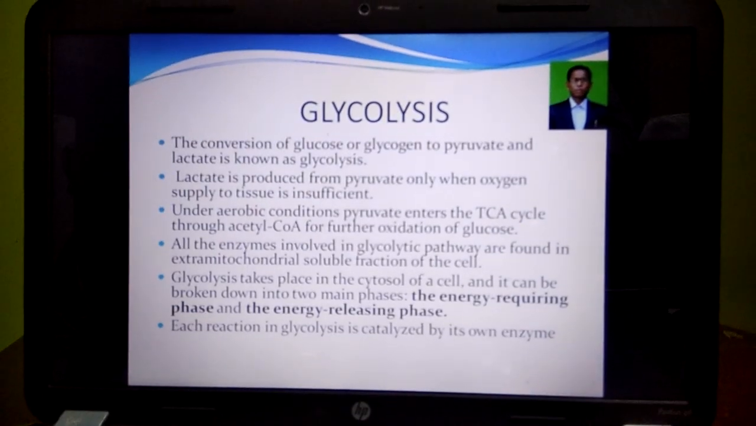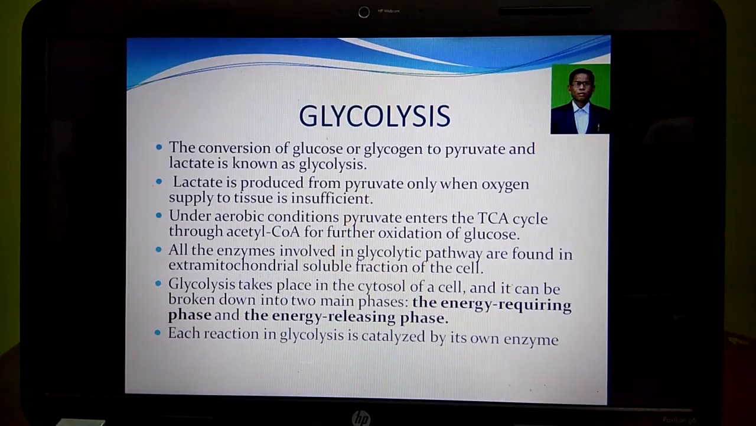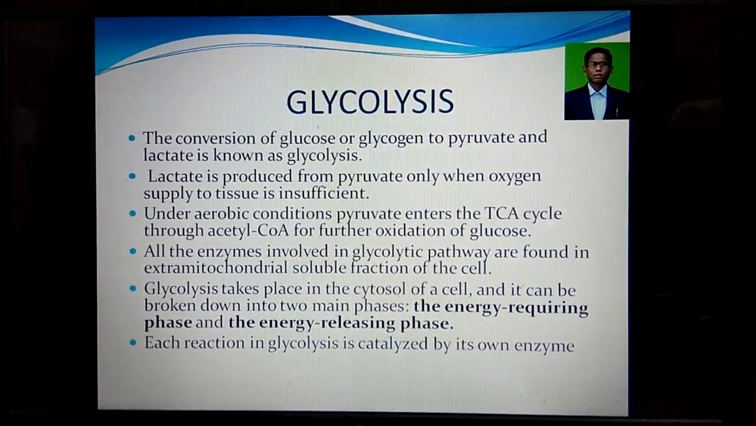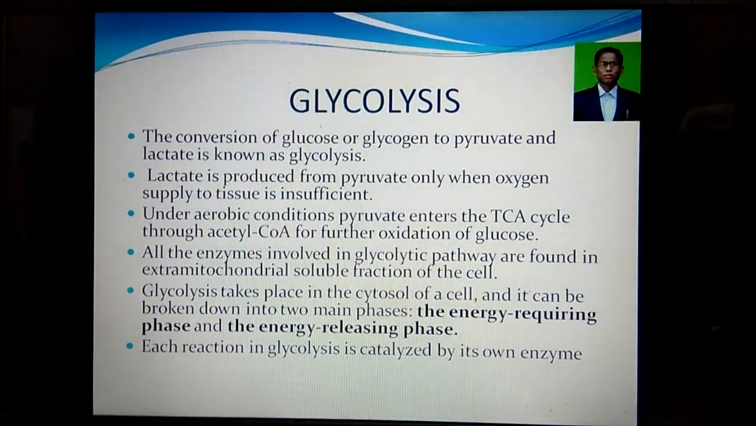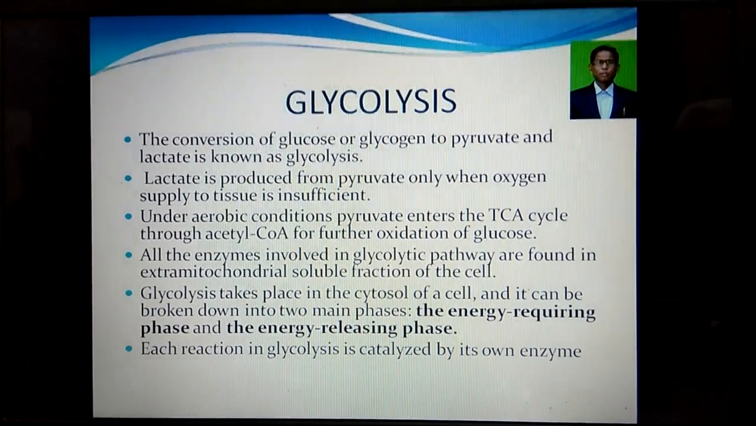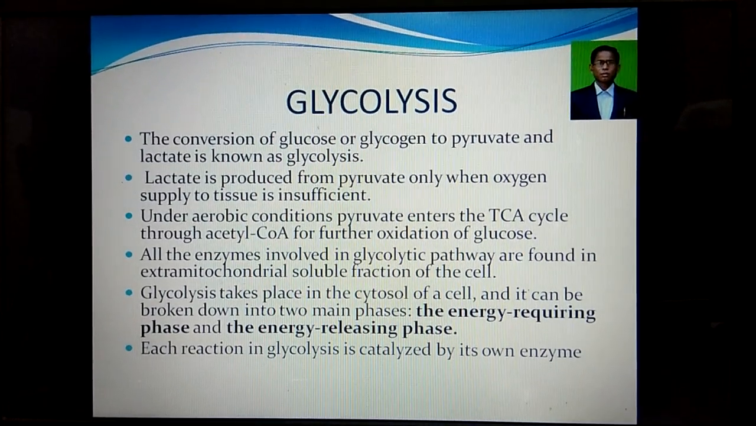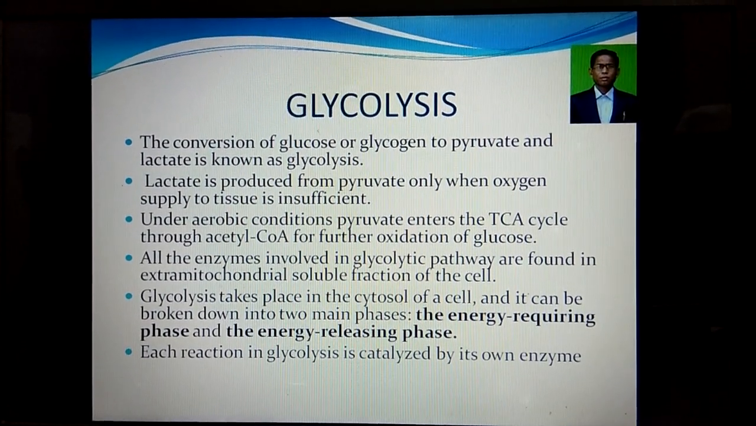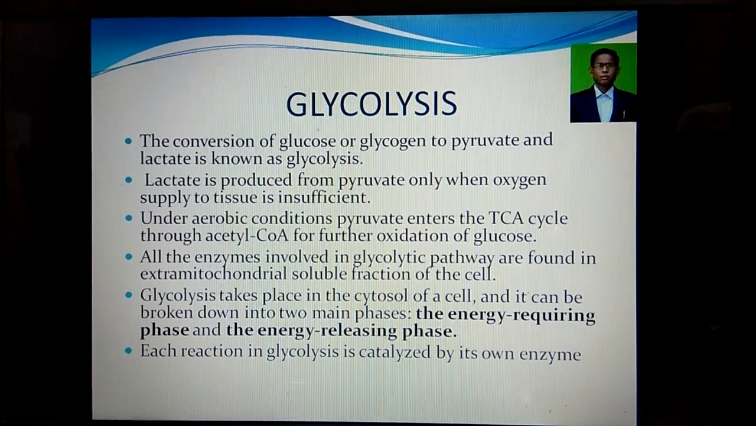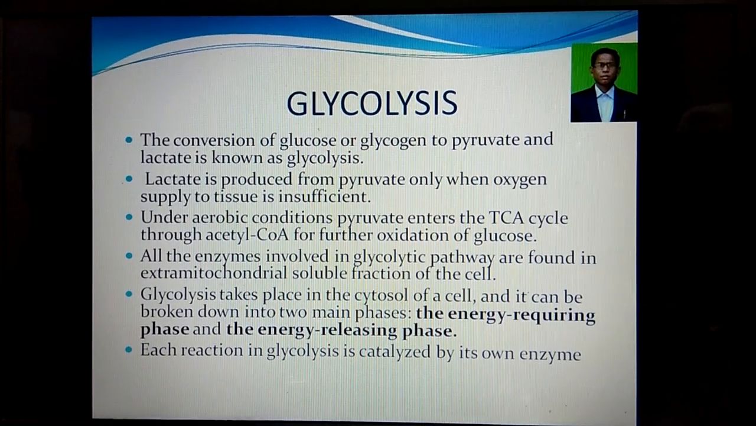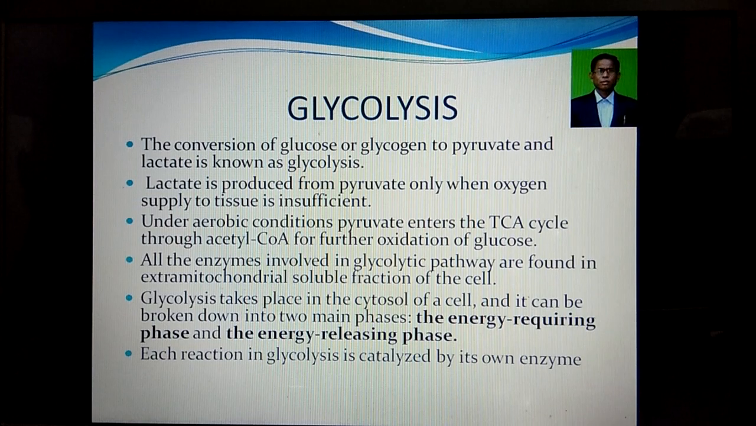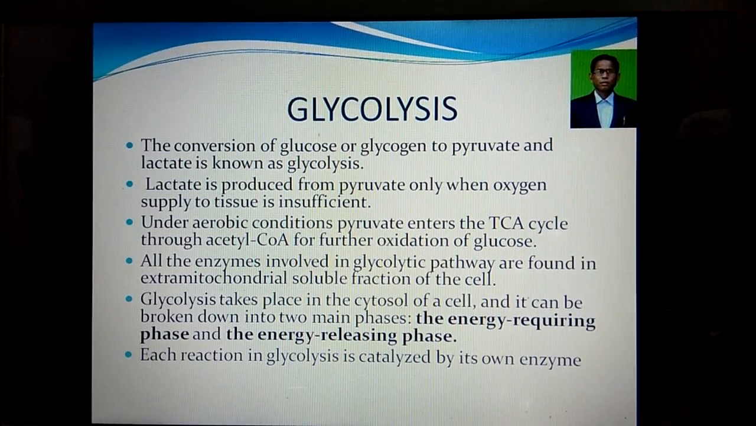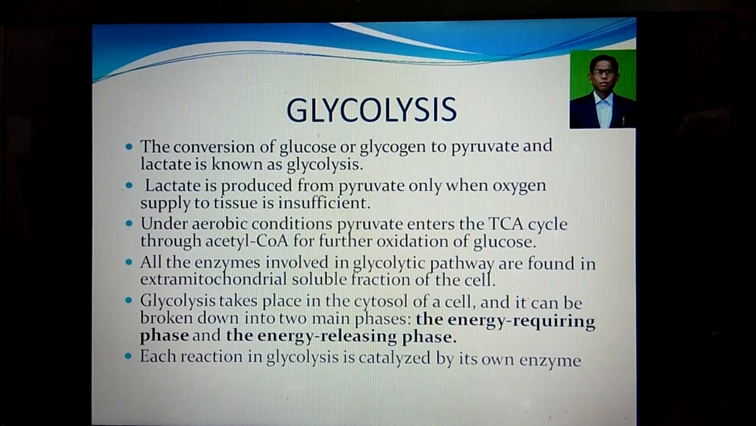Glycolysis is the conversion of glucose or glycogen into pyruvate and lactate. Lactate is produced from pyruvate only when oxygen supply to the tissue is insufficient. Under aerobic conditions, pyruvate enters the TCA cycle through acetyl-CoA for the further oxidation of glucose. All the enzymes involved in the glycolytic pathway are found in the extramitochondrial soluble fraction of the cell.